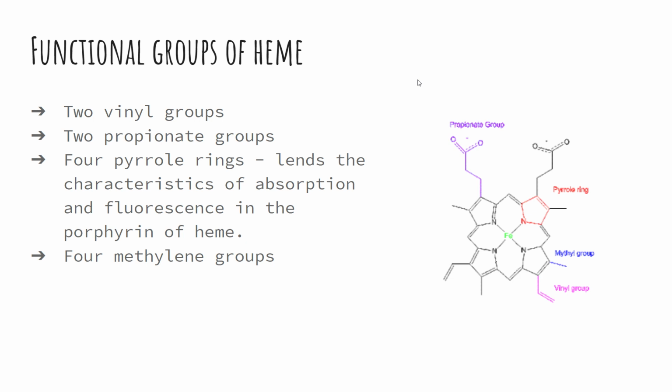Functional groups of heme. 2 vinyl groups, 2 propionate groups, 4 pyrrole rings, which lend characteristics of absorption and fluorescence, and 4 methylene groups.